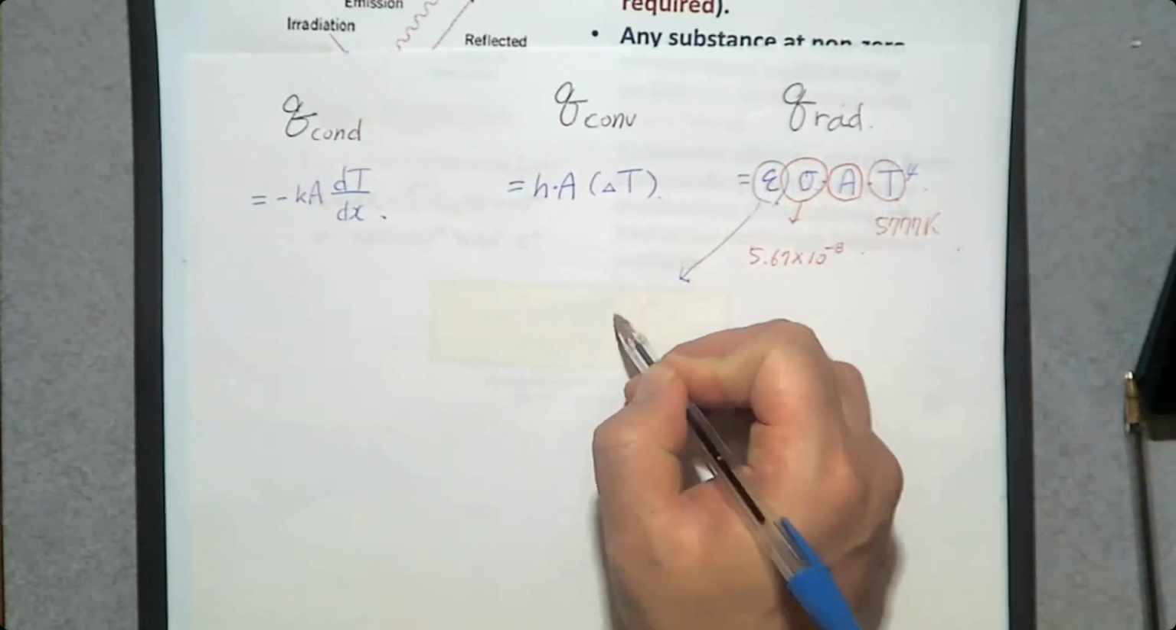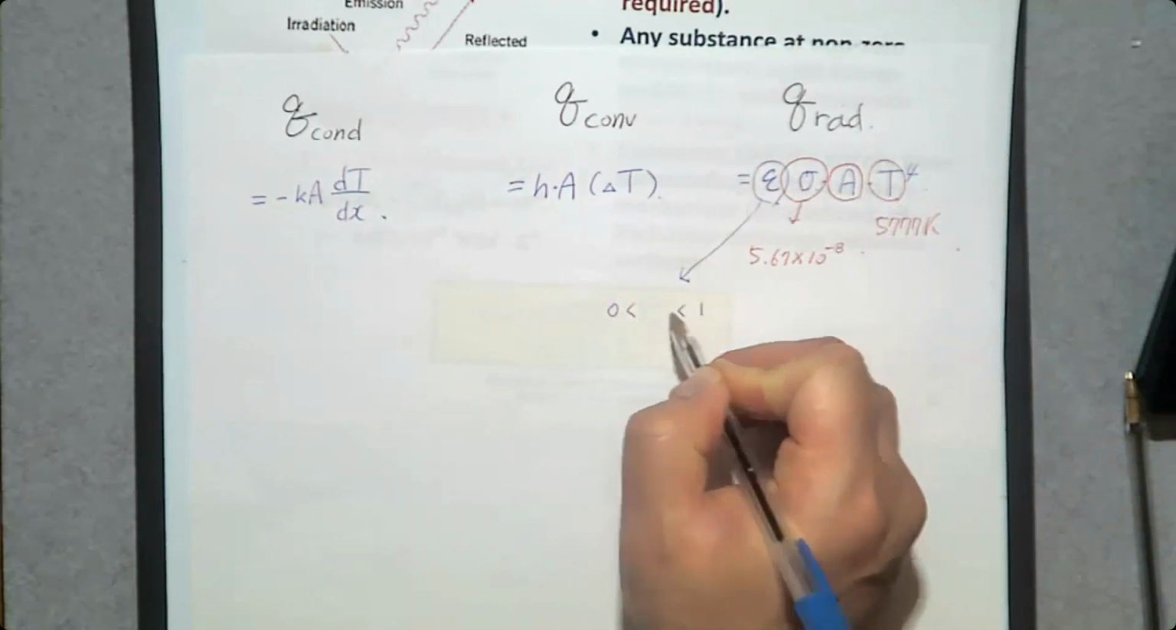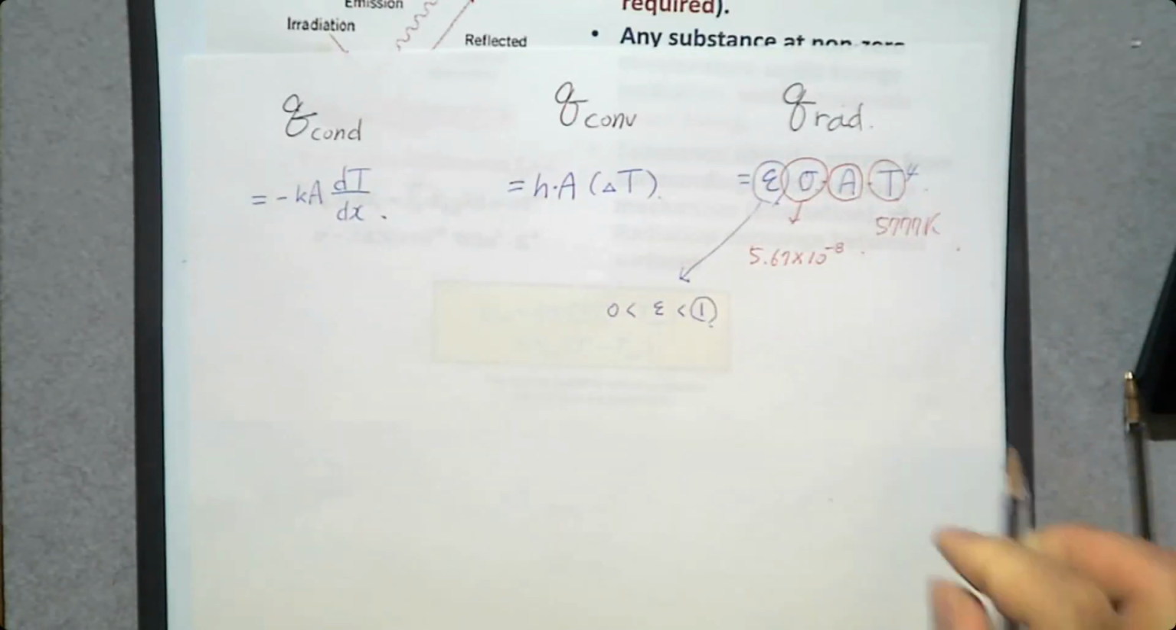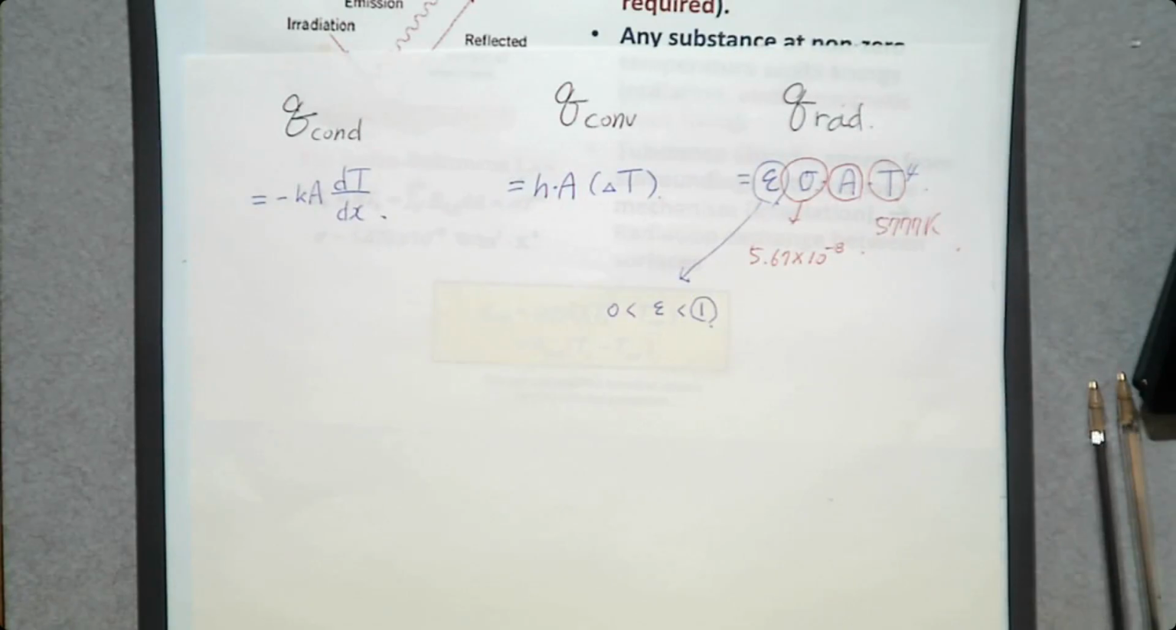So this epsilon has a value between 0 and 1. 1 means this surface can emit radiation as much as the ideal surface. 0 means the surface cannot emit radiation. This is a surface property, so this emissivity depends on the surface of the source of the radiation. So that's the governing equation for radiation.